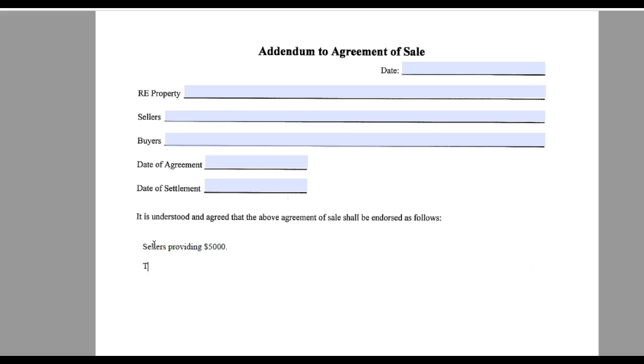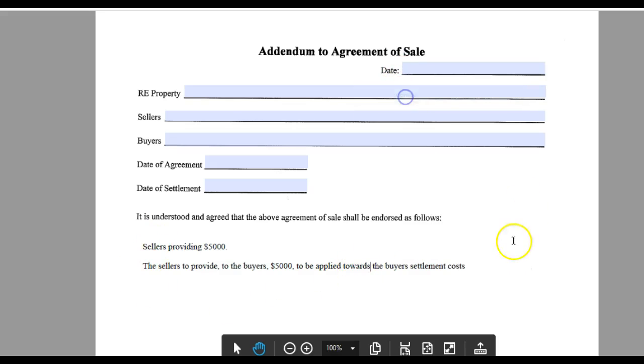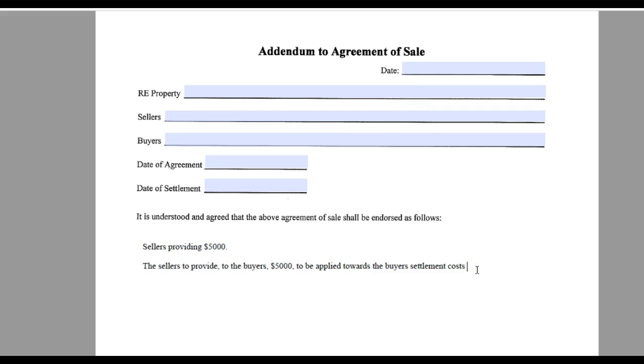So I would write the sellers are to provide, to who? To the buyers $5,000. Why? To be applied towards the buyers' settlement costs at the time of settlement.